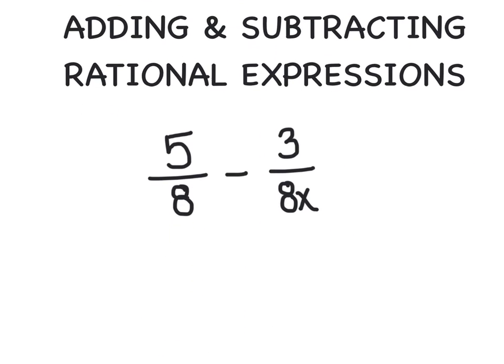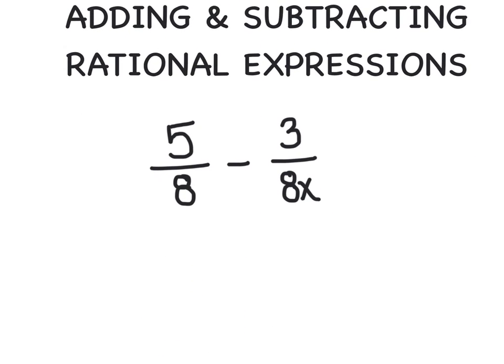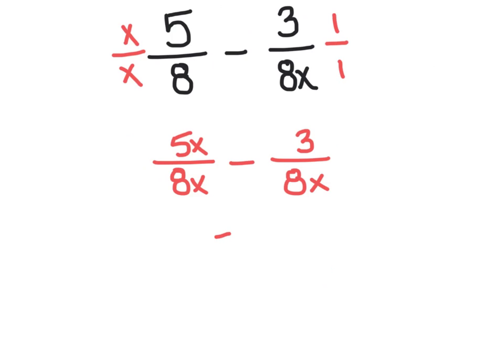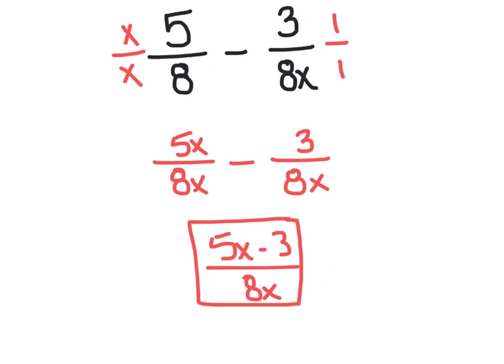So let's see if we can apply that same concept to one that's slightly more challenging with the x. In this case, the common denominator I want to see is 8x. To make that happen, I'm going to multiply the first fraction by x over x, and the second fraction by 1/1. You don't have to show that, but I'm emphasizing that I'm multiplying it by something. The first numerator is 5x, and the second stays as 3. Now that we have common denominators, we combine them into one big fraction, and there's no GCF to worry about or simplify, so there's our final answer.